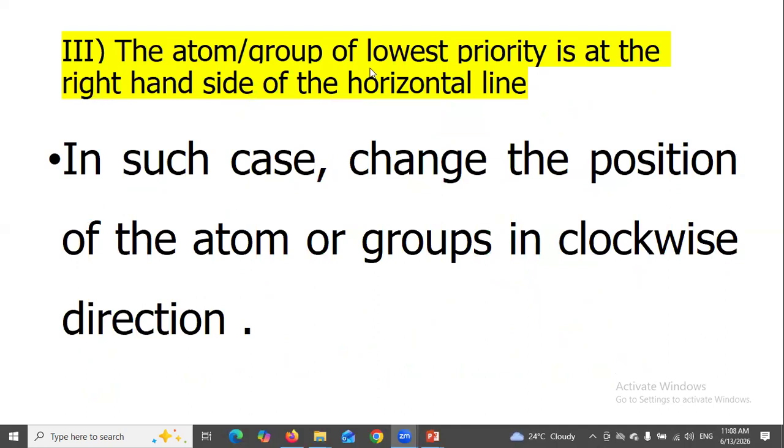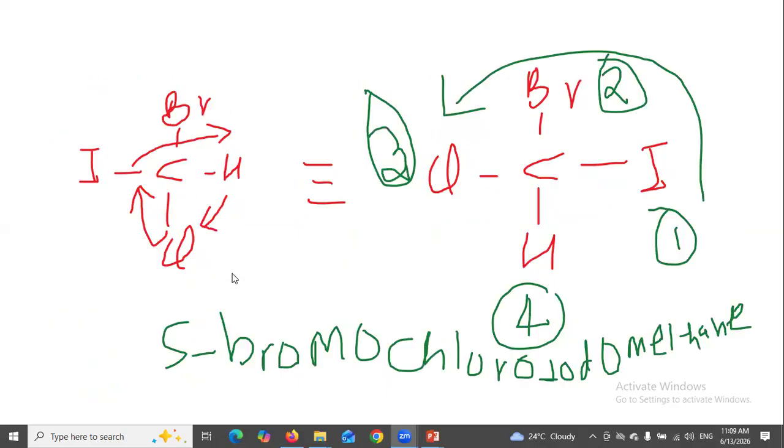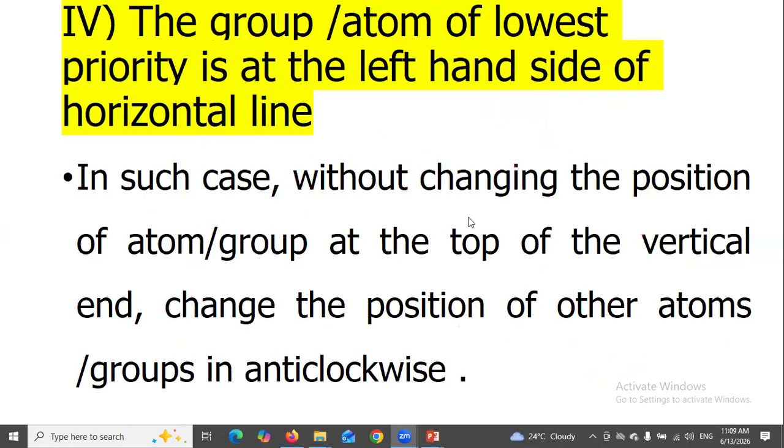If the atom or group of lowest priority is at the right-hand side of the horizontal line, change the position of the atoms or groups clockwise so that the group of lowest priority comes to the bottom, but do not change the position of the atom or group at the top of the vertical line. Then find the direction in the order of decreasing priority: S-bromochloroiodomethane. This is the right side, and the top is fixed. So 1 to 3, S-bromochloroiodomethane.